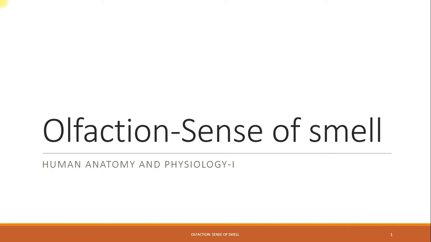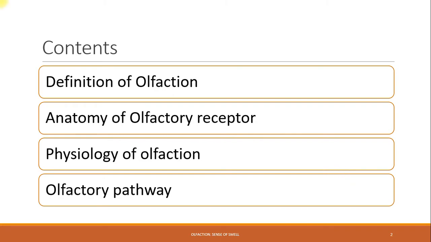Okay. So, the presentation has the following contents. The first one is the definition of olfaction. The second is the anatomy of the olfactory receptor. The third is the physiology of olfaction, and lastly the olfactory pathway. If you consider the contents, all four special senses have a similar type of contents in the presentation.